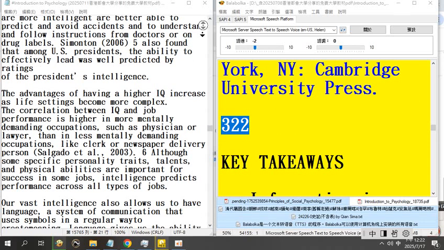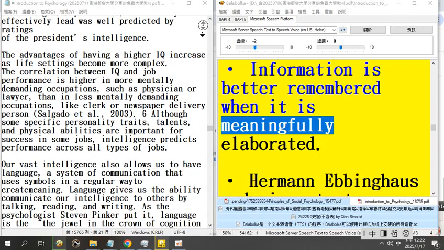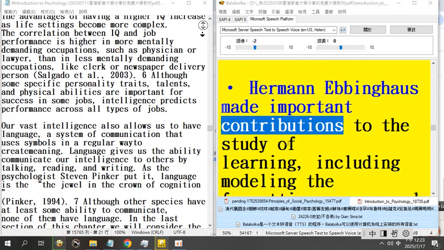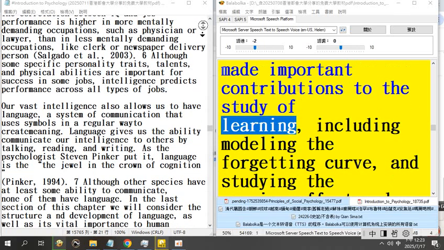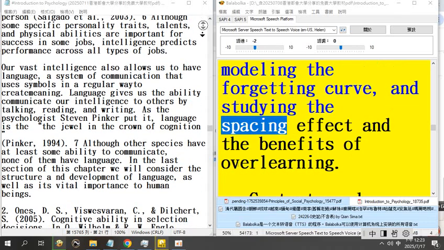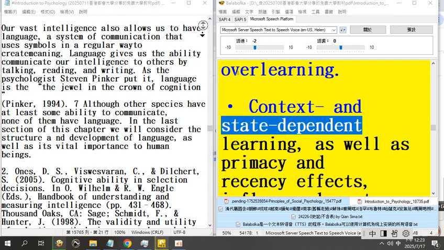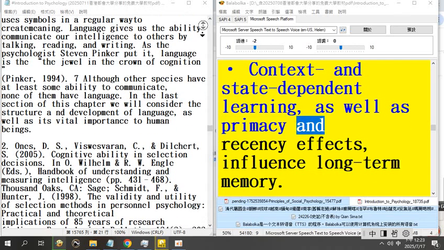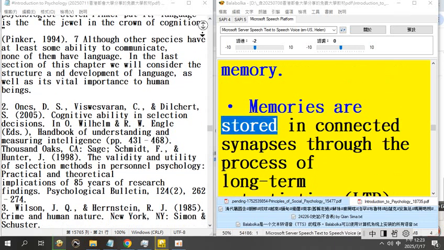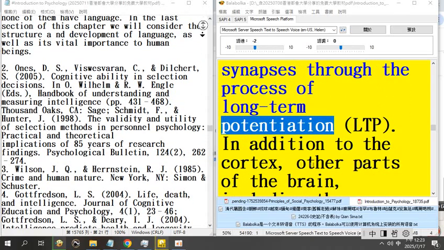322. Key takeaways. Information is better remembered when it is meaningfully elaborated. Hermann Ebbinghaus made important contributions to the study of learning, including modeling the forgetting curve, and studying the spacing effect and the benefits of overlearning. Context and state-dependent learning, as well as primacy and recency effects, influence long-term memory. Memories are stored in connected synapses through the process of long-term potentiation, LTP.